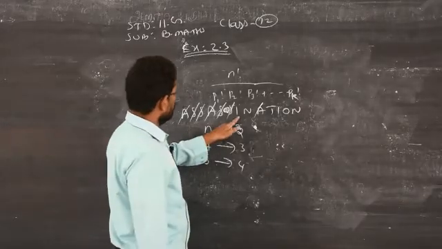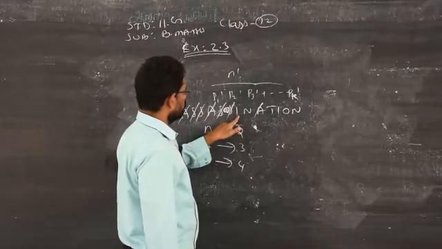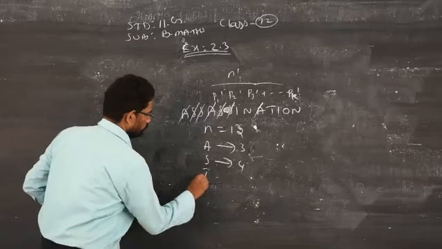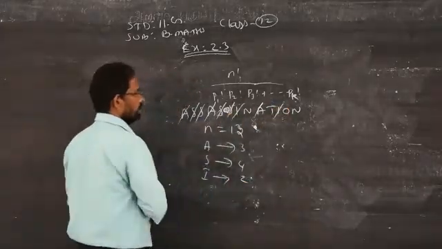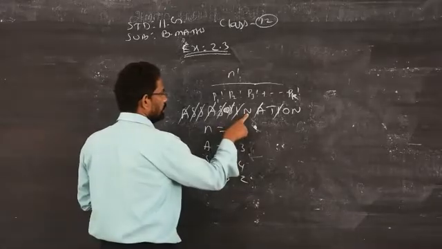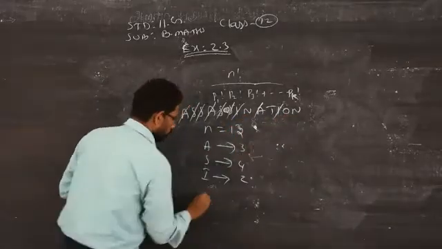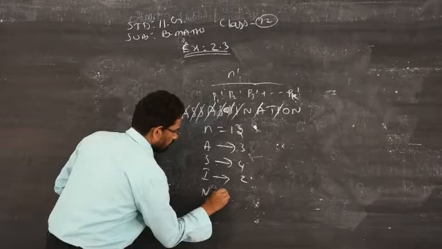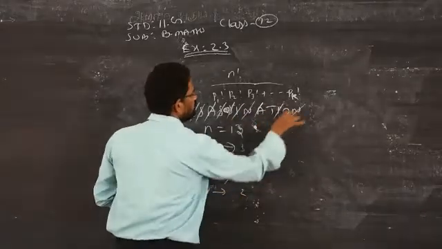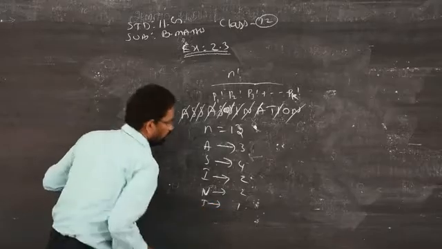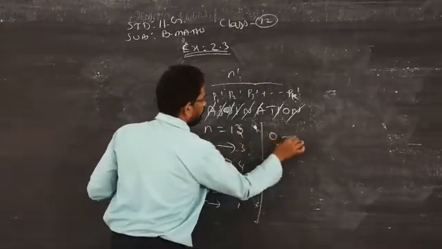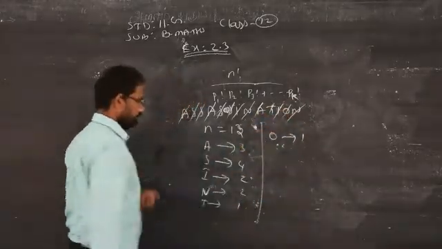Then what is the next one? I. I is repeated how many times? 1, 2. So this I is also cancelled. Then what is the next letter? N. N is repeated 2 times. These 2 N's also get cancelled. So T is represented 1 and O is also 1, so they get cancelled.